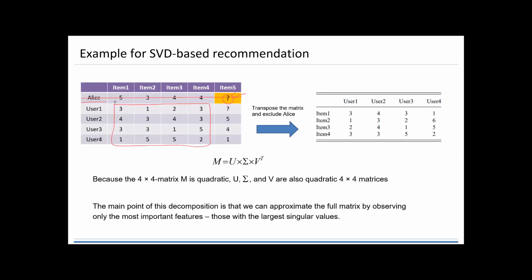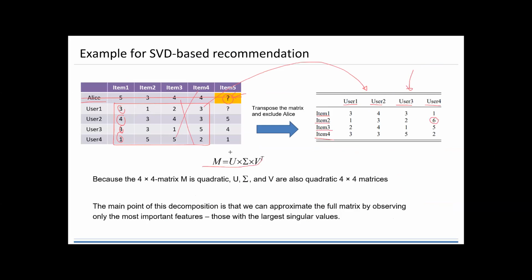We can make this matrix with a transpose. You can see user 1, user 2, user 3, user 4. Now item 1 is 3, 4, 3, 1. Sorry, maybe I need to revise this. Now it becomes item 1, item 2, item 3, item 4. This one is item 2 is 6. Let's follow this one. I think I need to revise this.